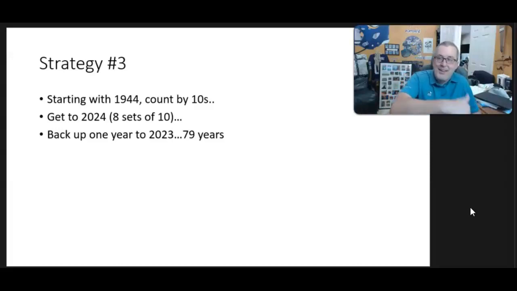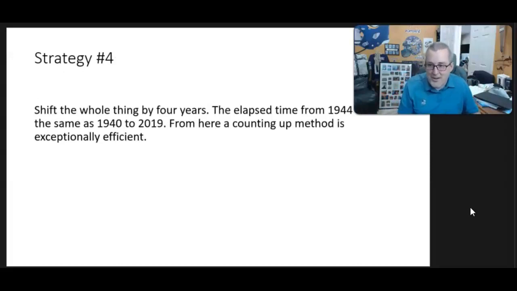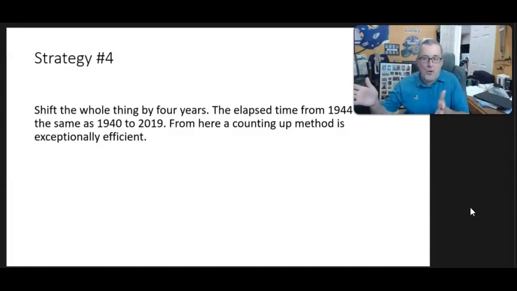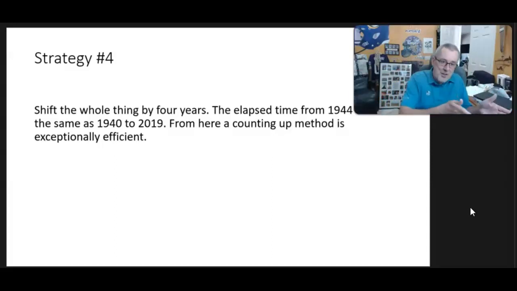That's 80 to get to 2024, and then back up 1 year, 79 years. Or sometimes people shift the whole thing by 4 years. Instead of 44, they'll just shift it to 1940. And instead of 2023, shift it by 4 years to 2019. And now the counting on is a little bit easier. From 40 to 2000 is 60, and then 19 more, 79.